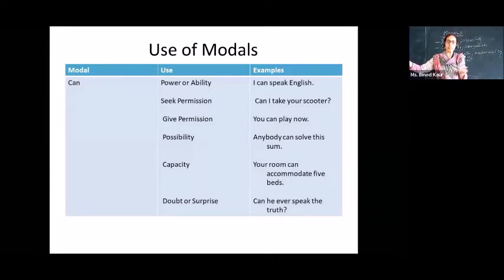Suppose I give you an exercise and I say, yes, anybody can do this. Capacity: Your room can accommodate 5 beds. Doubt or surprise: Can you ever speak the truth? So, you cannot cram these things because again, I will keep on repeating, these are all expressions of spoken English. The more you come across and use spoken expressions, the more comfortable you feel with the usage of modals as well as other aspects, the subject verb agreement aspect also. The more you use. Okay, next slide.